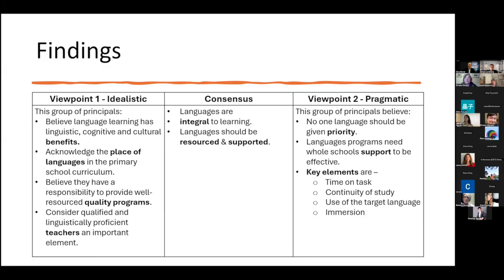The second and smaller group, the 4 principals who share the second viewpoint, did not wish to have any one language prioritized, that is, neither European nor Asian language took priority. And they were very clear about what factors ensured languages programs were successful. They considered whole school support, qualified and proficient teachers, time on task, continuity of study, and the use of the target language as key elements. In fact, the importance of students being immersed in the language was paramount and specifically mentioned by this group.